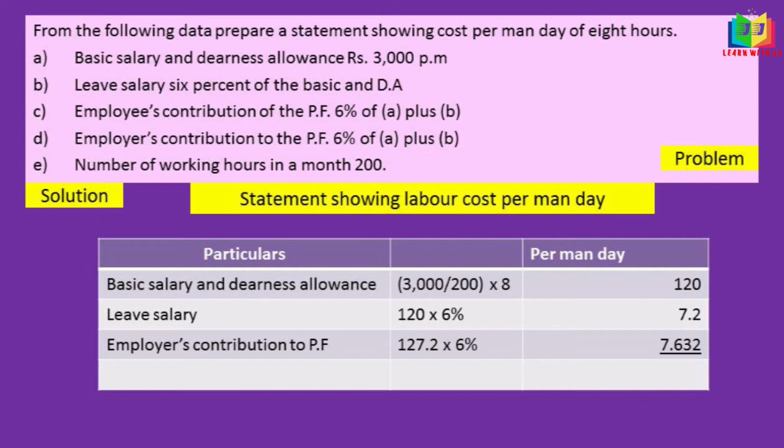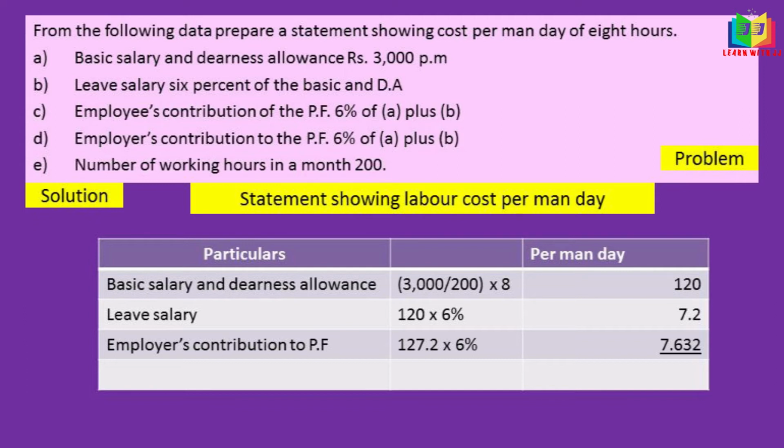And next, employee contribution. We should not bother about this employee contribution here. Now we are calculating the labor cost per man per day. The cost of labor, that is the employer cost, we have to calculate here. So we have to consider only the employer contribution to PF, and that too on the basic salary and leave salary.